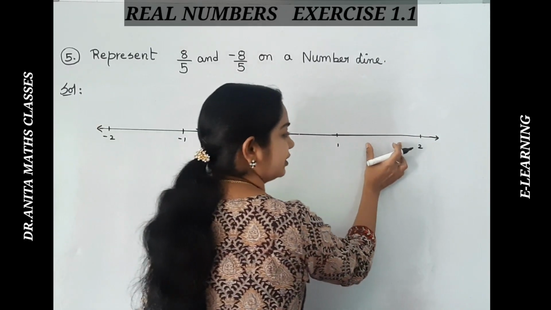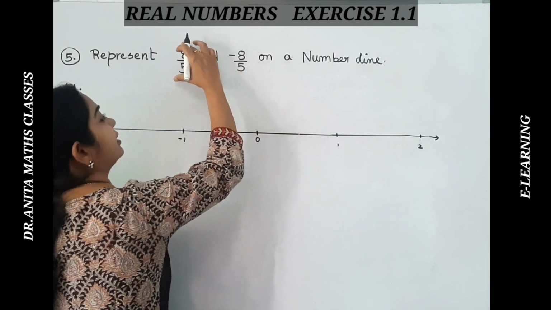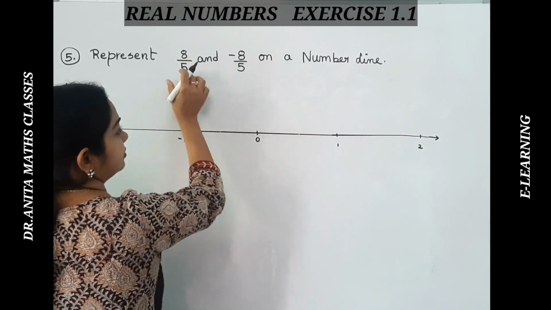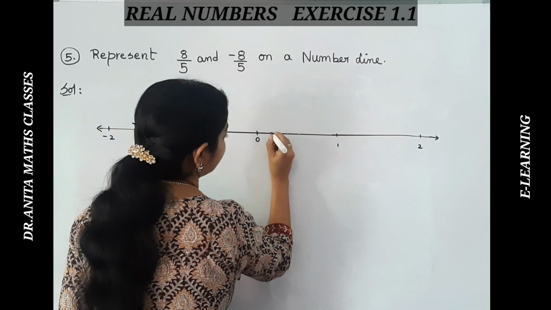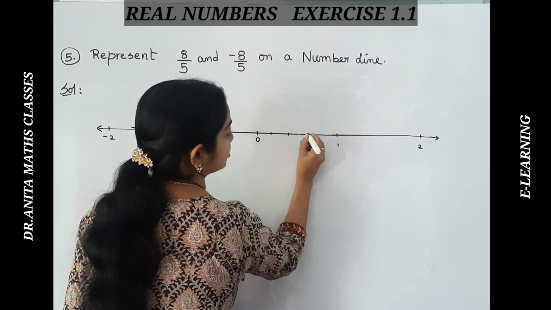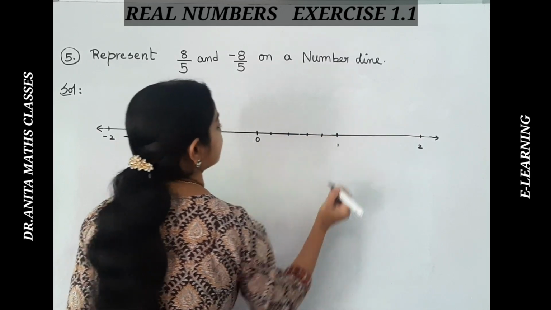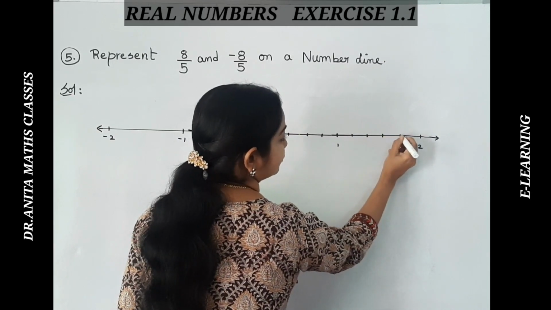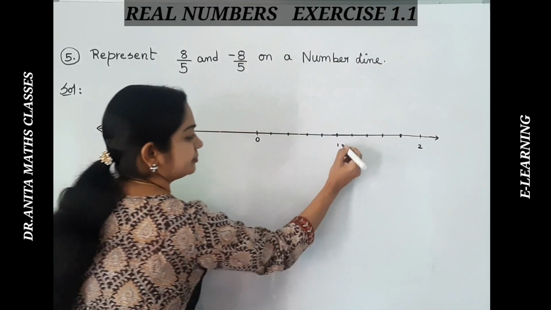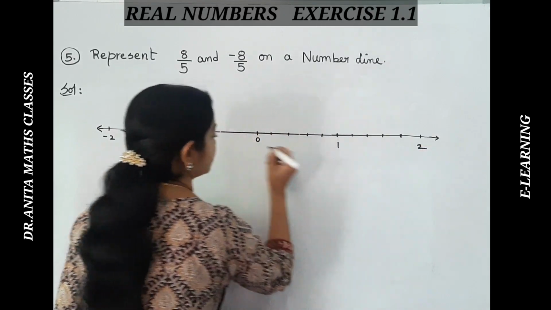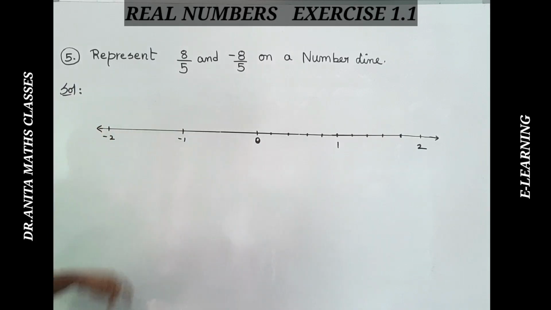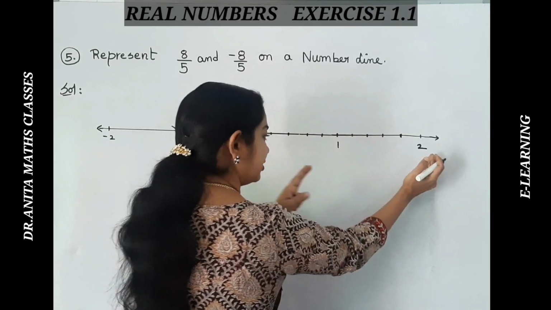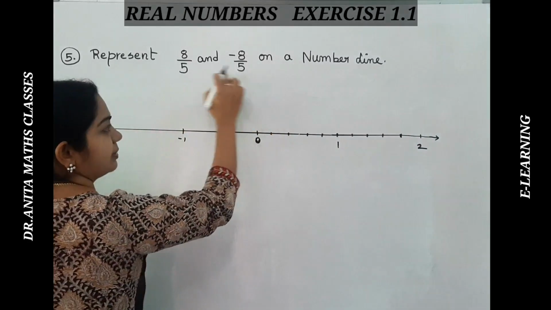Like that we can plot it. Also, see, the denominator is 5, so make the unit into 5 parts: 1, 2, 3, 4, and the fifth part is this. Even this one you make 1, 2, 3, 4 and the fifth part. Here this is 1, this is 2, and this is 0. For 8 over 5, the first unit I have made into 5 parts, and again another unit into 5 parts because the denominator is 5.